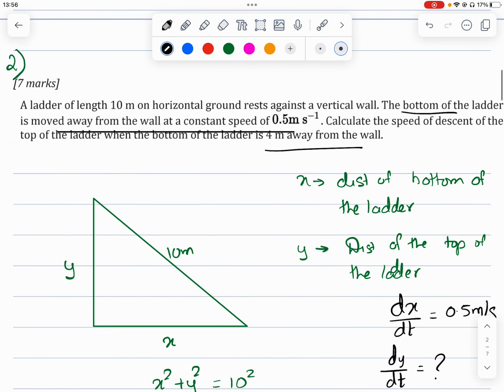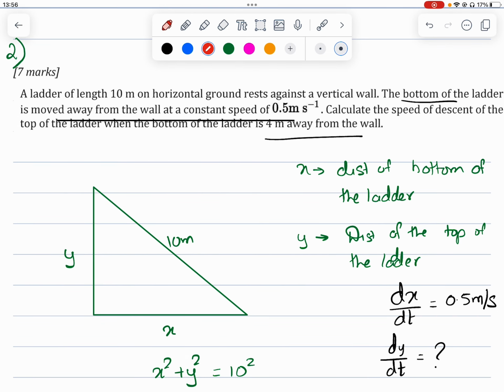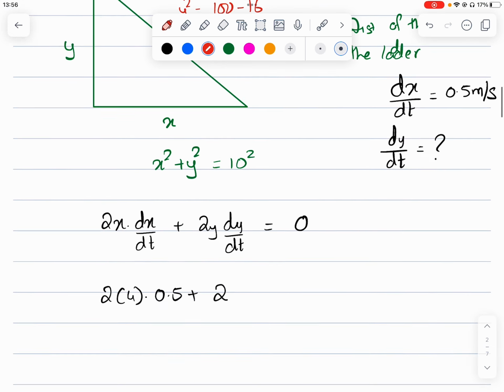Do we know the y value? We don't know the y value. So therefore, we use the Pythagoras theorem: x square, which is 4 square, plus y square equals 10 square. So y square equals 100 minus 16. So y equals square root of 84. At that particular instant, the height is square root of 84.